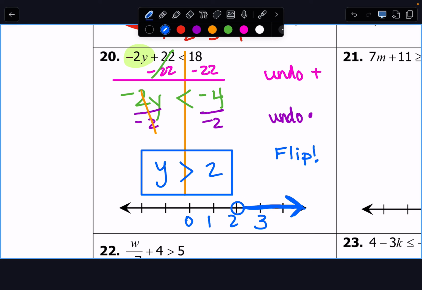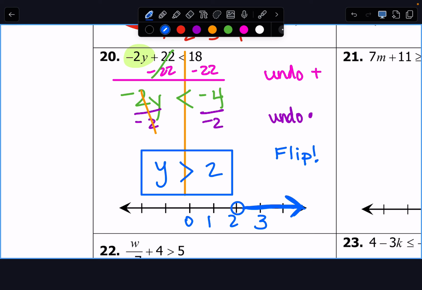Again, does this feel like we're really doing anything new? No. It really doesn't, because you guys were really good at solving multi-step equations. These are just two-step equations, inequalities. So the algebra you need is there. We just got to remember when we flip the sign and when we don't, okay?